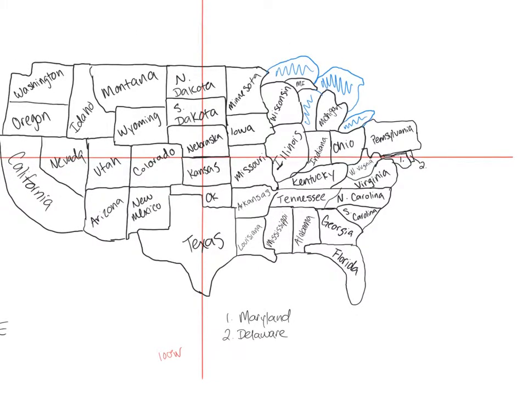Next, I'm going to do New Jersey. That comes off this side. 3. New Jersey. And then New York is going to come off.